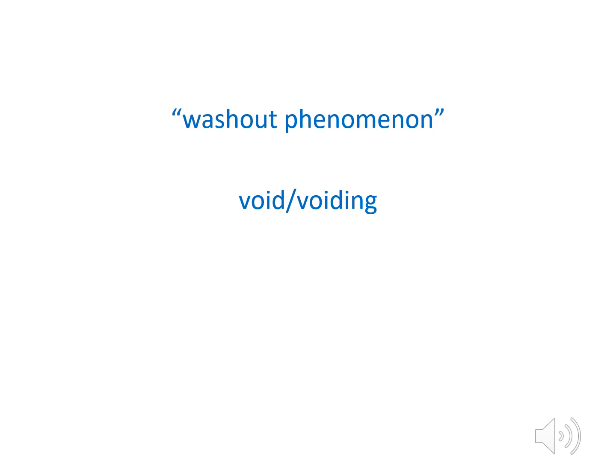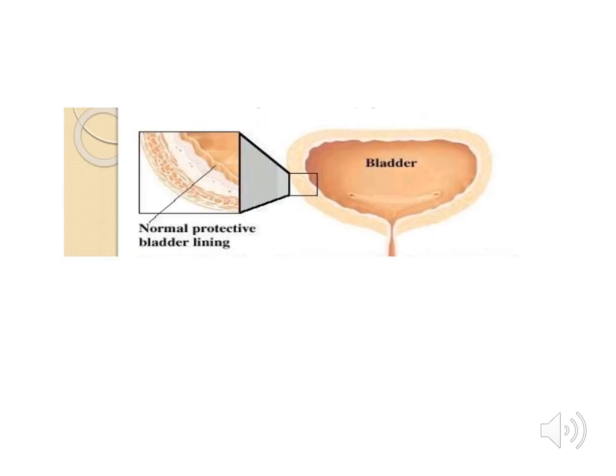Now, I put the words void and voiding there because once I used it on a test and people didn't know what I was talking about. Void is just what we call it when you empty your bladder. It's just the more medical term for it. The bladder also has a special lining that helps to protect it against bacteria or any of the substances that might be in the urine.